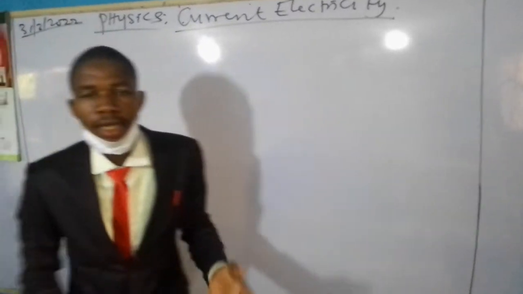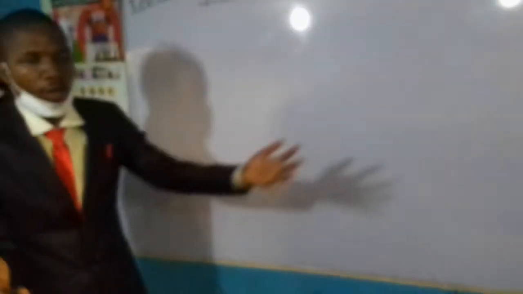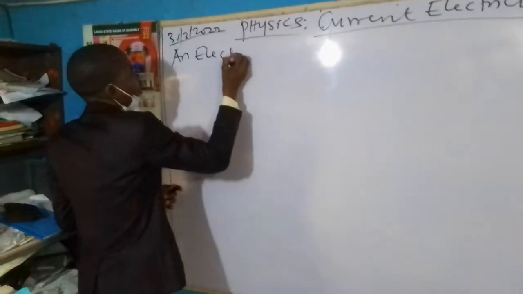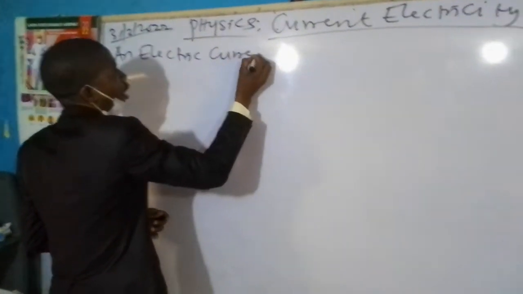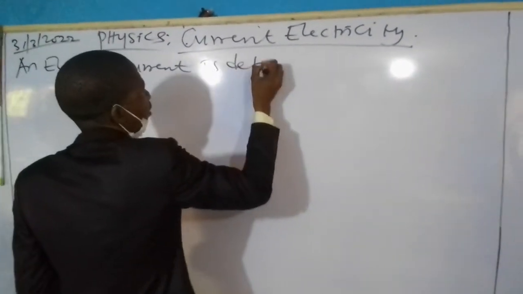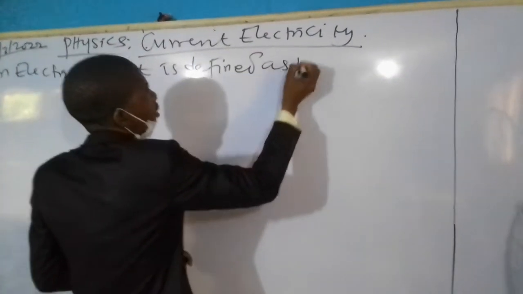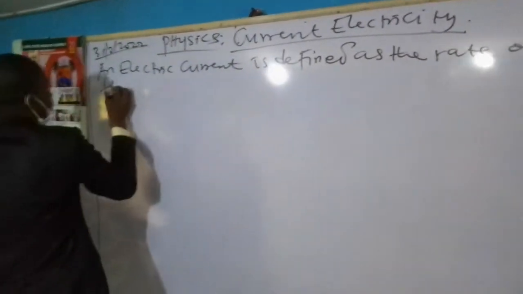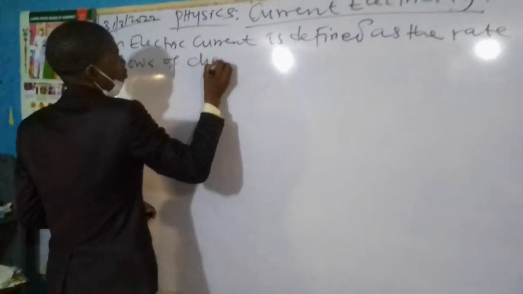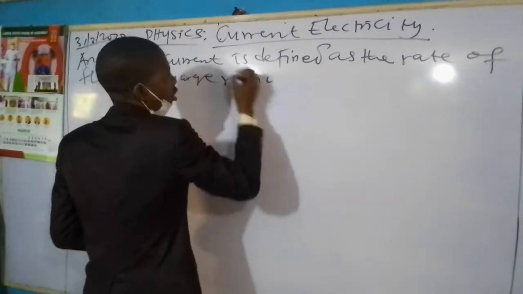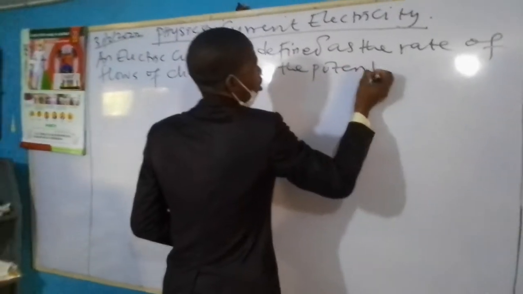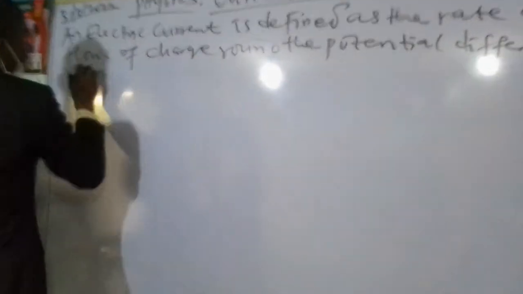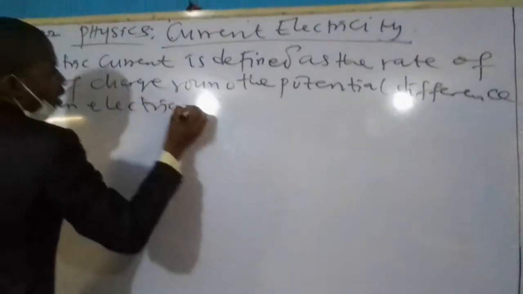Current electricity is the rate of flow of charge around the potential difference in an electric circuit. That is, an electric current is defined as the rate of flow of charge around the potential difference V in an electric circuit.